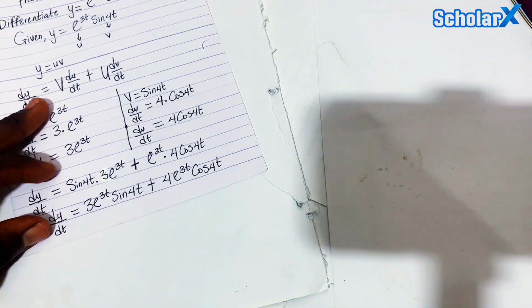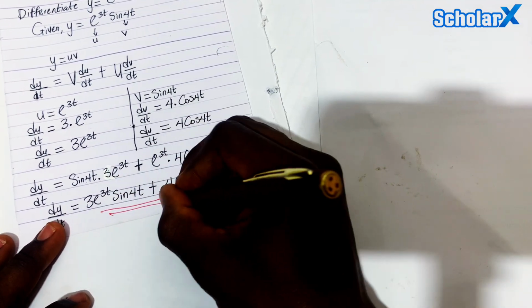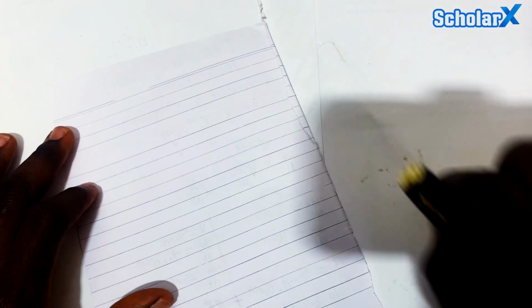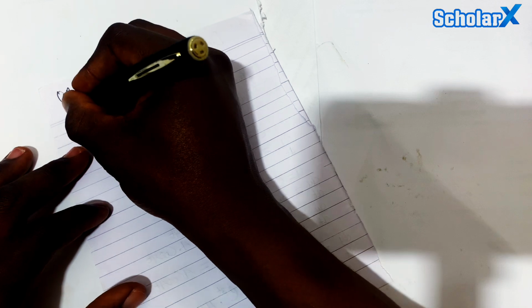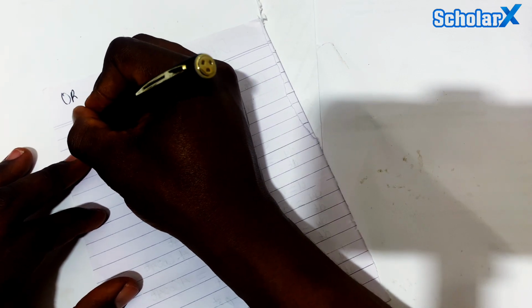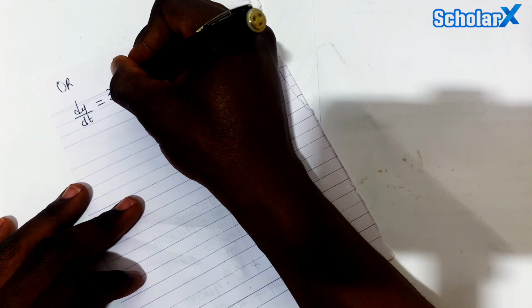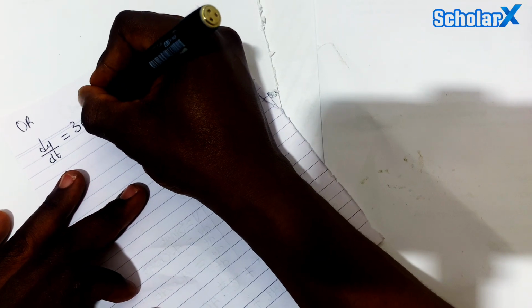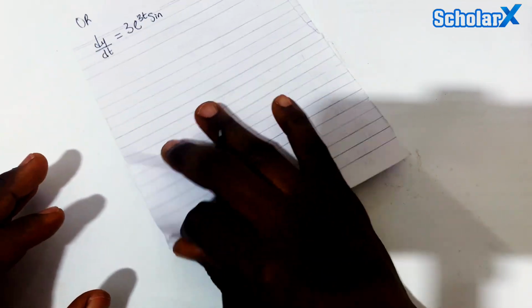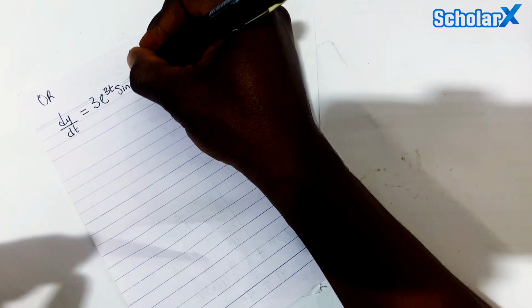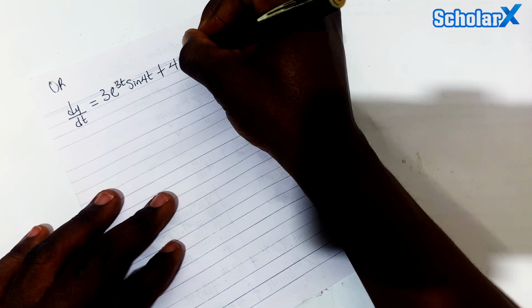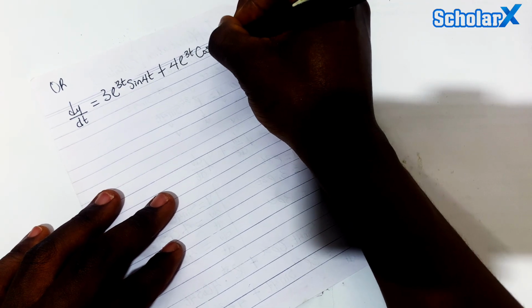So this is our answer. Since our dy dt is equal to 3 exponential 3t sine 4t plus 4 exponential 3t cos 4t.